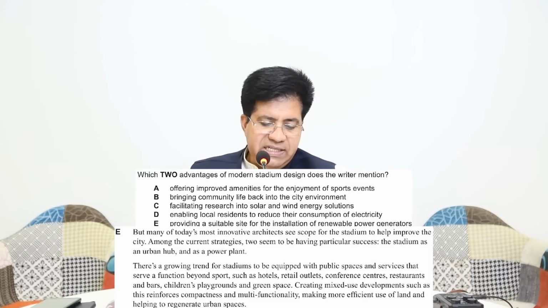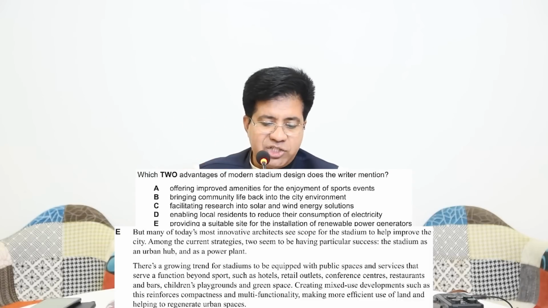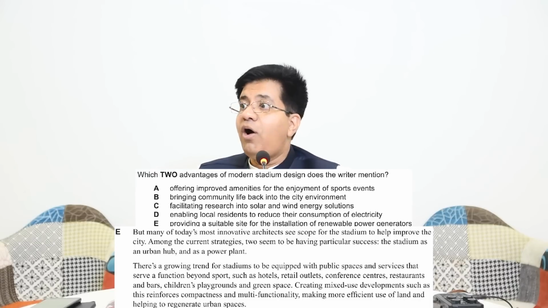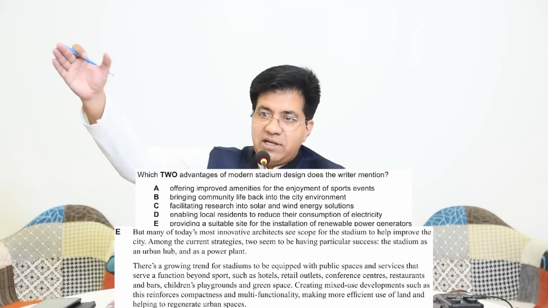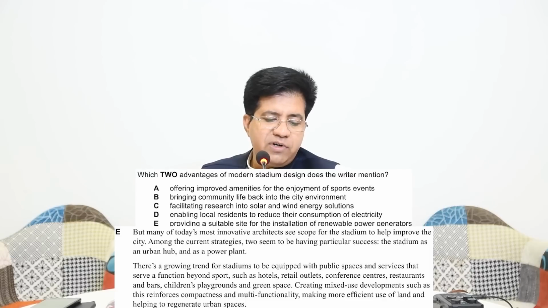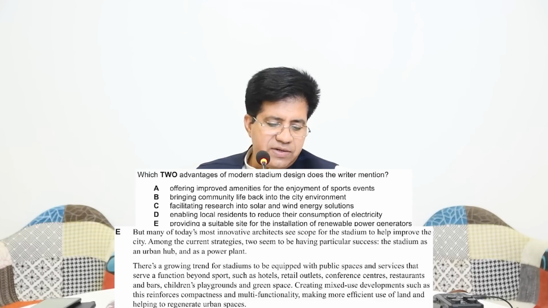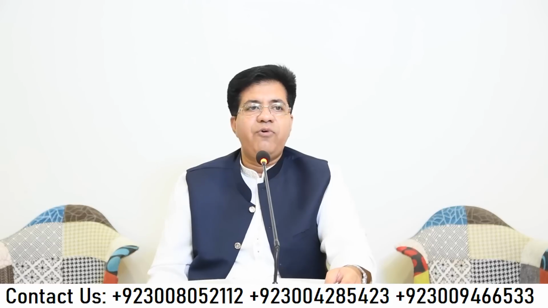Option C, facilitating research into solar and wind energy solutions. They talk about power plant, but they did not mention wind and solar energy solutions. Option D, enabling local residents to reduce their consumption of electricity. Not at all. They did not mention anything like that. Option E, providing a suitable site for the installation of renewable power generators. That is the right answer, and for that they use the word power plant. A power plant is a place where there are power generators and all that. So the correct answer is option B for boy and option E for elephant.